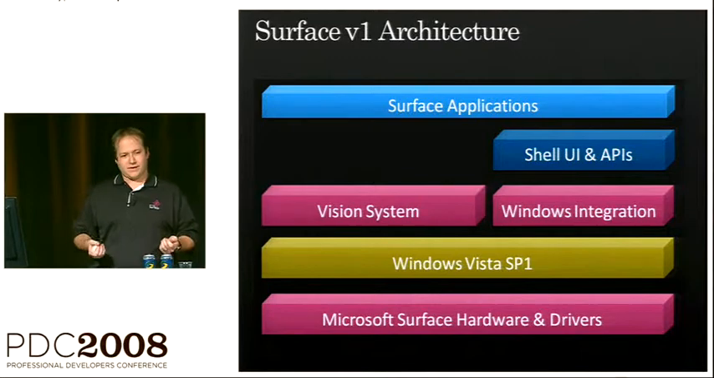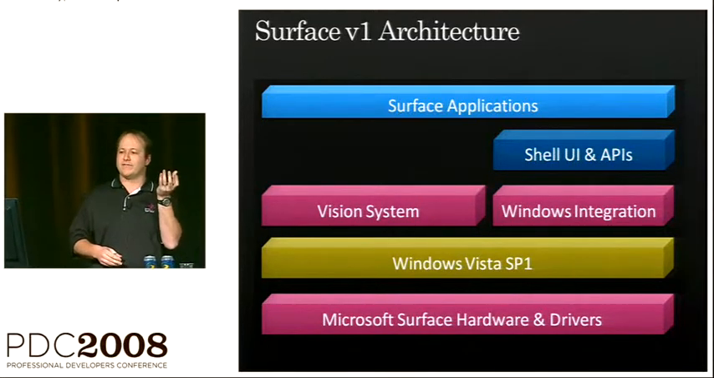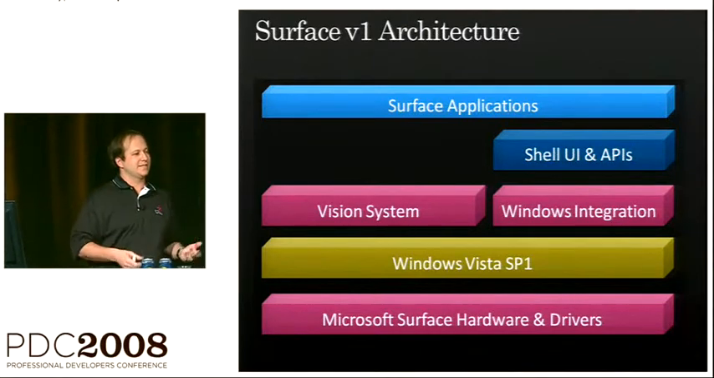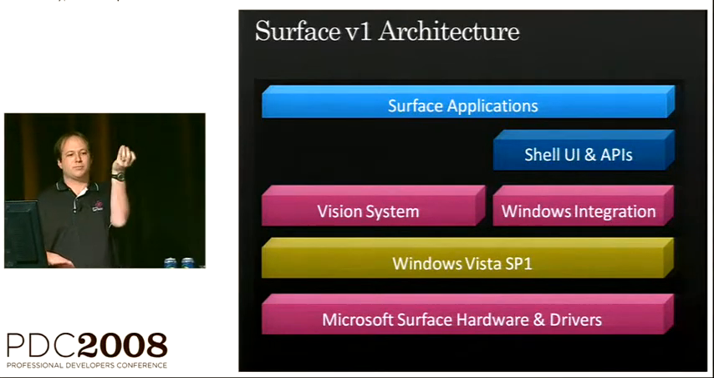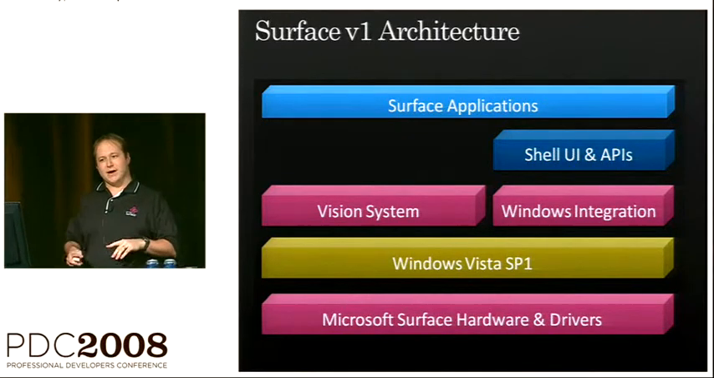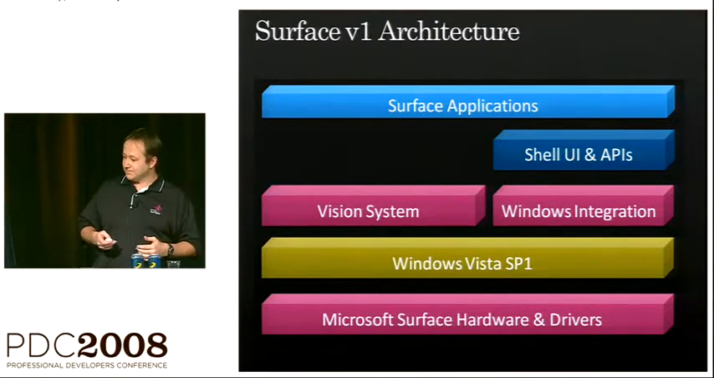Now, on the input side of things, we have a custom vision system. This is the guy that takes the data from the 5 cameras, stitches it together, figures out what's a finger, how big it is, what size it is, what orientation it is, interprets the dot patterns on the tagged objects, things like that. Now, this data gets reported up to applications through our SDK, our APIs.